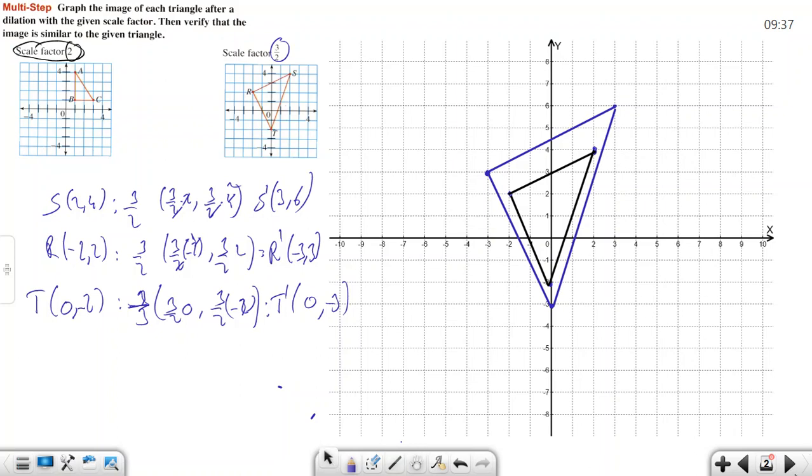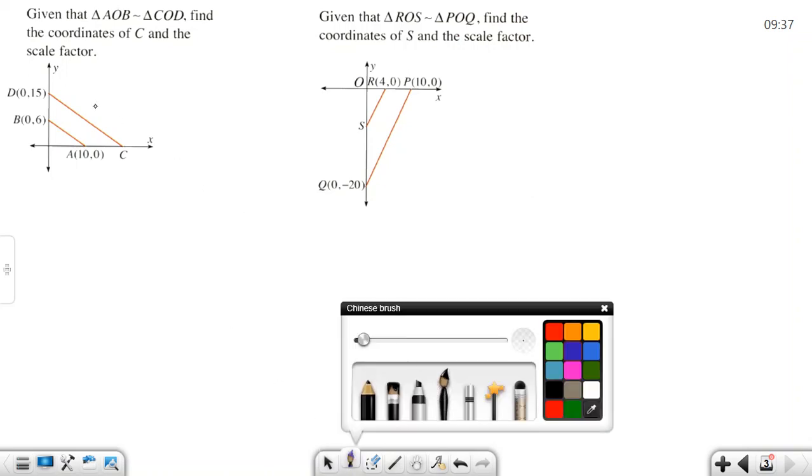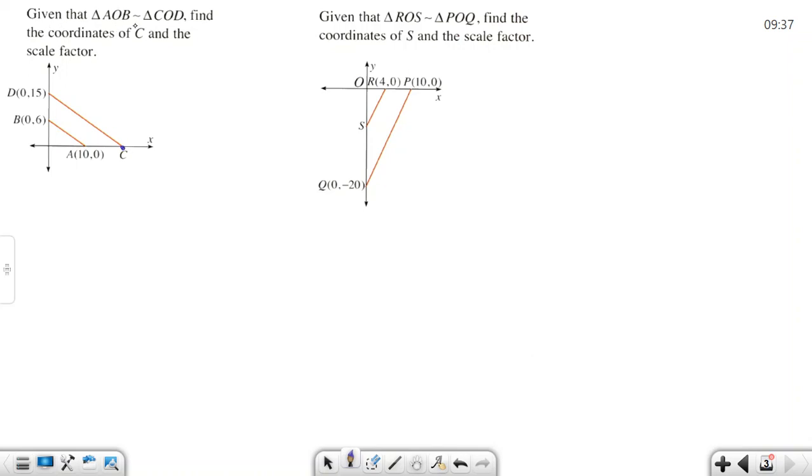The last and important thing here: if there are given coordinates, how do we know the coordinate of C? As you see, the given triangles are already similar, so triangle AOB is similar to triangle AOC. It's written here: find the coordinates of the point C. There are two ways to solve it. If these are similar, there's a dilation between these triangles, so D is the image of B.